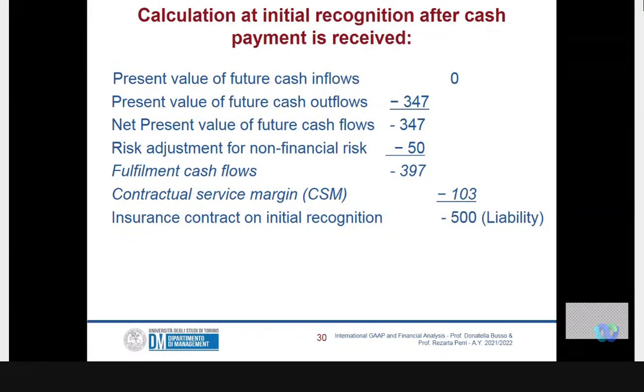So basically the accounting entry is the same. I will debit the cash account for receiving 500 euro, and I will credit a liability account, in this case insurance contracts. But behind the scenes, after that, I need to make many calculations as required by the standard, because I need to divide the amount of the insurance contract liability into two components: fulfillment cash flows and contractual service margin. And this is why we make all those calculations.